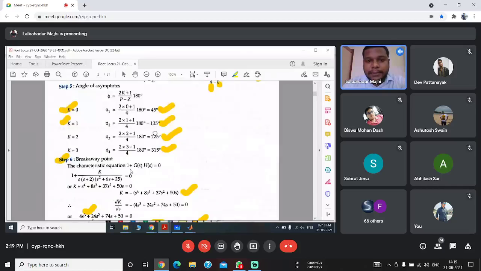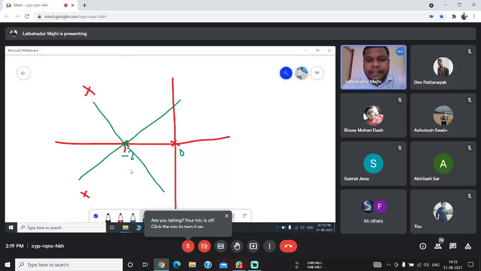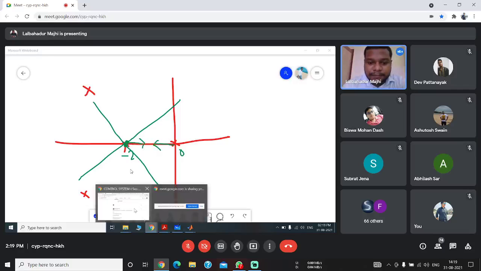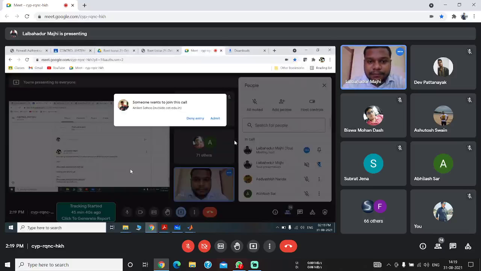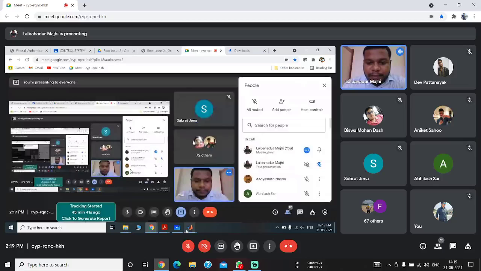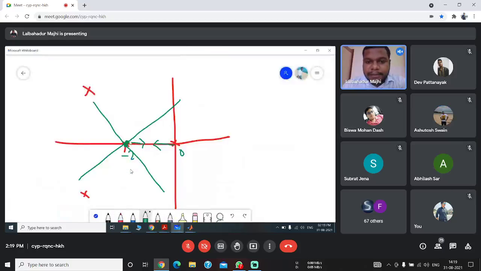45, 135, 225, and 315. So we have to draw these asymptotes from the centroid. The next step is to draw the root locus. One branch will start from this 0, and another branch will start from this -2, because this region will lie on the root locus.